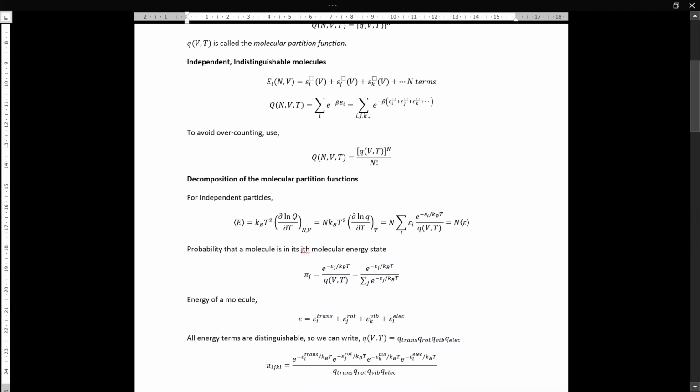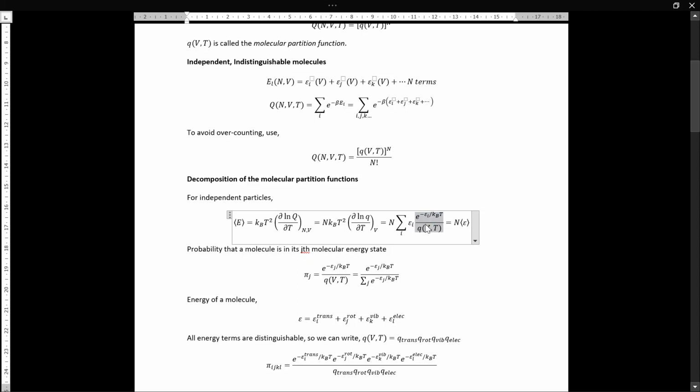Now, if you look at the decomposition of the molecular partition functions, the total average energy of the whole system comes out to be nothing but n times the average molecular energy. You can do this with d log q by dt. This was the formula for the average energy, minus d log q by d beta, or kT squared d log q by dt, holding n and V constant. What you get is n kT squared d log q by dt. Even for indistinguishable molecules, the n factorial is a constant as far as T is concerned.